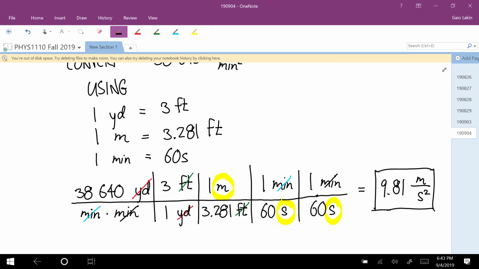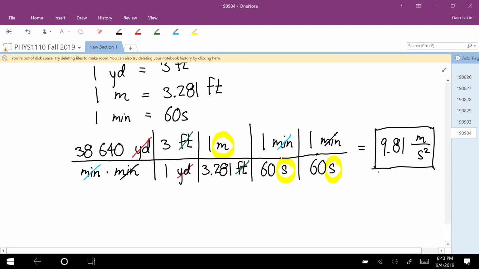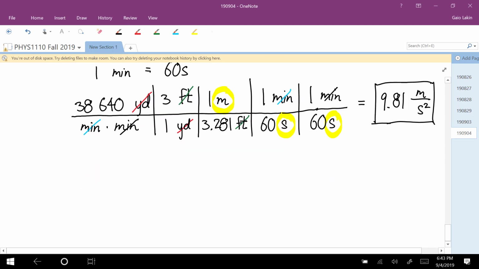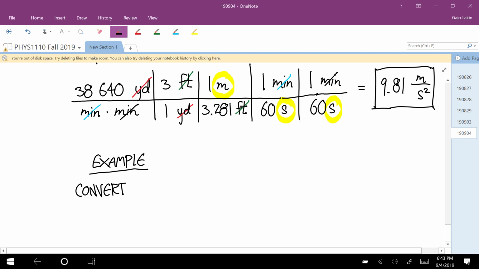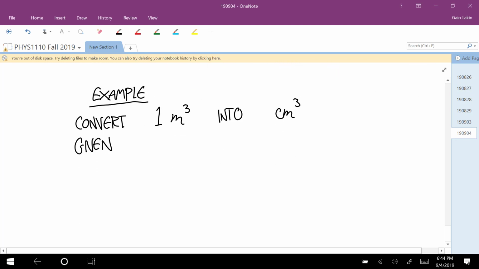Any questions about that example? Okay, so now let me give an example, see if you can think through this one. So let's convert 1 cubic meter into cubic centimeters, given that 1 meter is 100 centimeters.